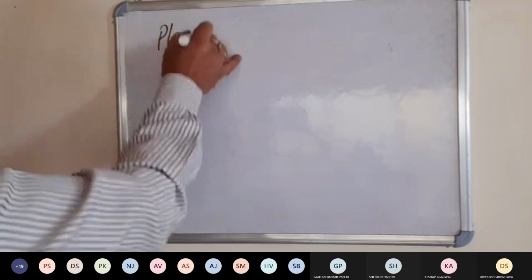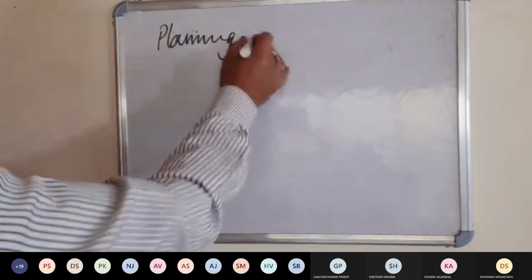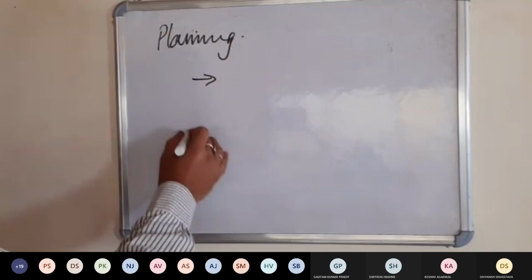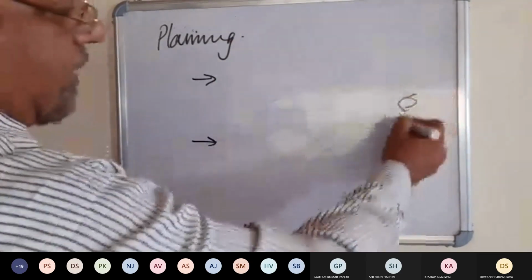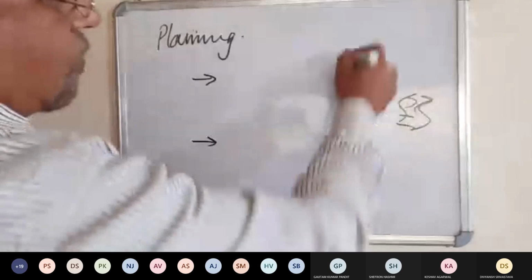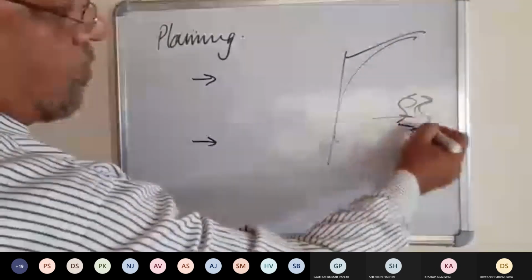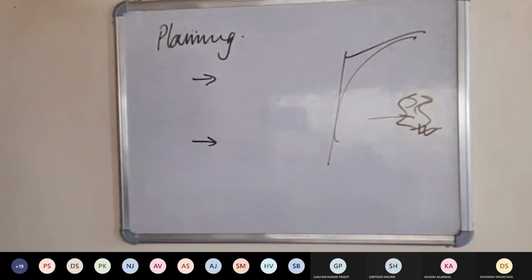Planning of the turn can be in 2 situations. When you have to plan the turn, there may be a radar object around which you are turning. You have some object around which you are turning. So you have a radar conspicuous object which you can see on the radar.